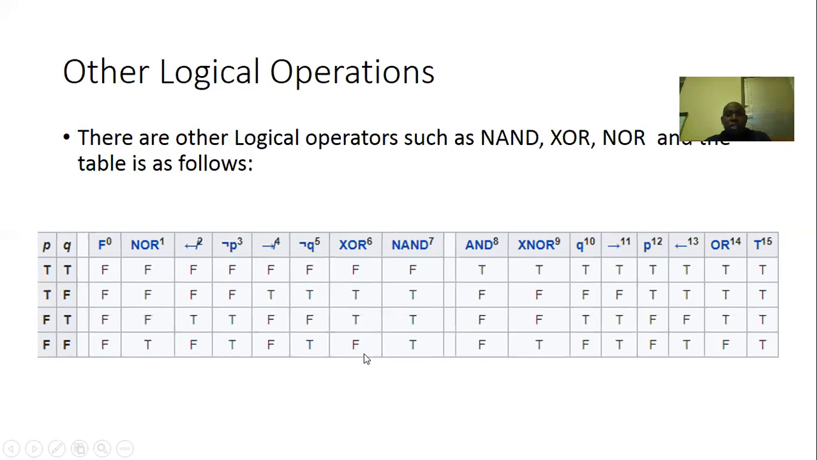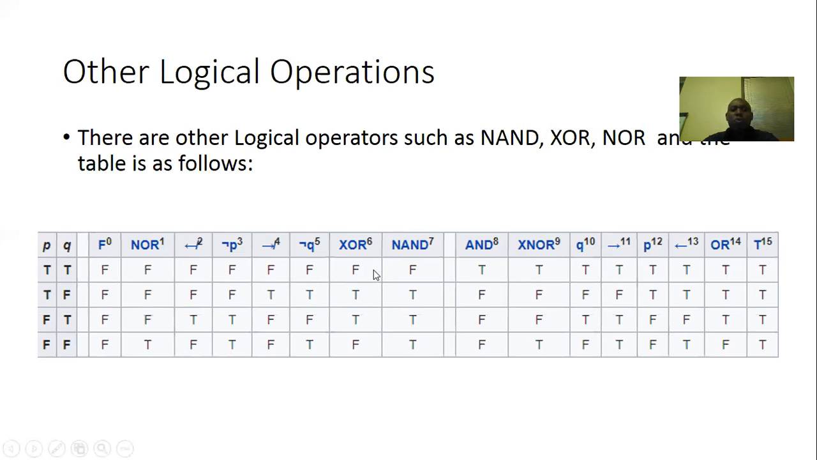and false and false is false. So the only time that exclusive OR will be true is when true and not true are XORed together. That's what the XOR operation is all about.